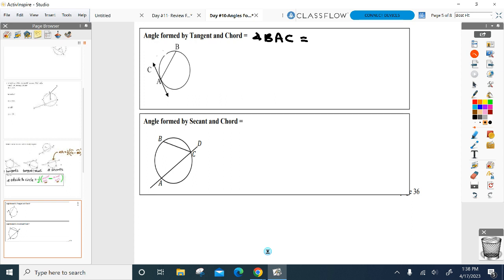What's AC here? That's a tangent, and BA is a chord. So if it's a tweener angle formed with a chord and a tangent, I take half its arc. That's it. Take half its arc. So I take half of arc BCA there. Okay. So if it's a tweener angle formed by a chord and a tangent.